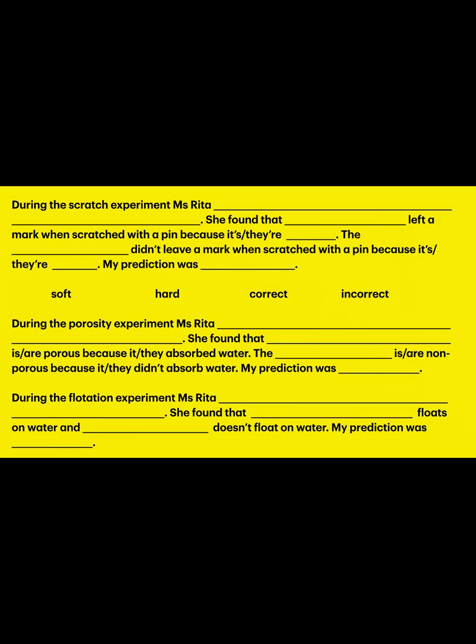So during the scratch experiment, Miss Rita, you need to tell me, what did Miss Rita do? So for example, okay, we might say that Miss Rita used the pin to scratch the rock. She found that left a mark when it was scratched with a pin because it's, so you need to put in the name of a rock that left a mark. The didn't leave a mark when scratched with a pin, so you choose another rock that didn't get marked because it or there. And my prediction was correct or incorrect.